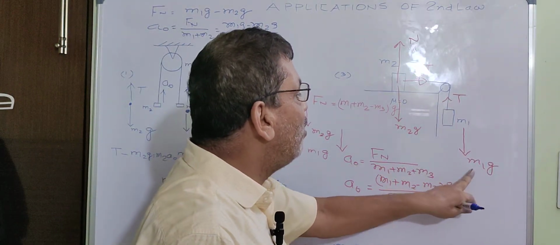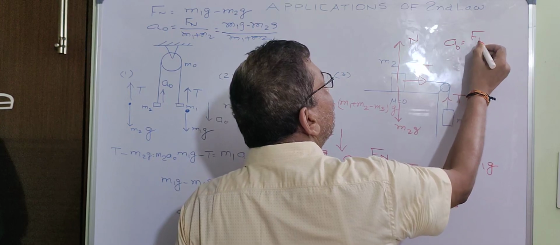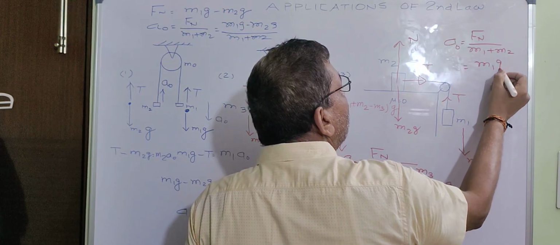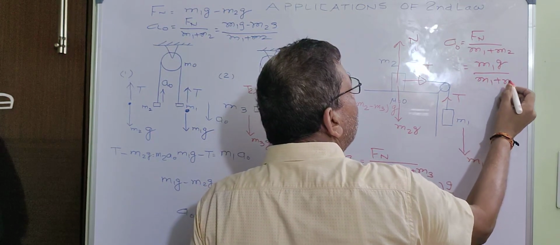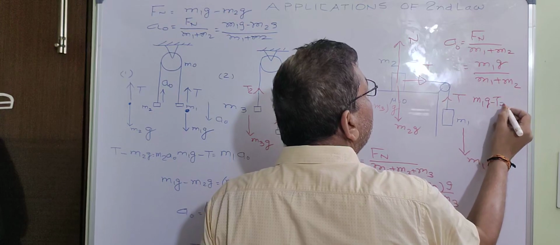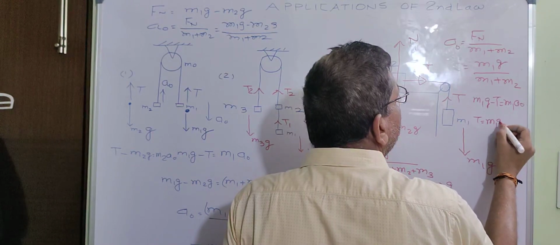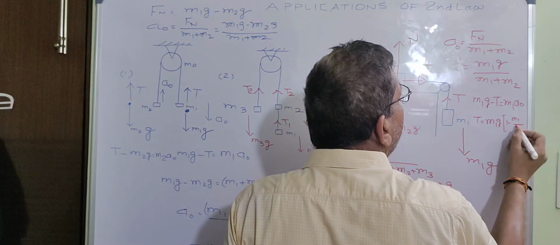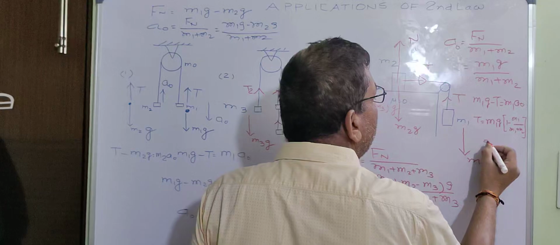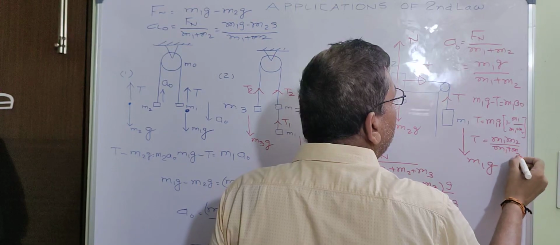Now here the net force is only M1g. So I can write the acceleration in the third case, A0, as net force by total mass, which is M1 plus M2. The net force is M1g, so A0 is M1g by (M1 plus M2). And once you know that, I can write the tension as M1g minus T is M1 into A0. So T will be M1g minus M1 times M1g by (M1 plus M2). Now M1 gets cancelled, so you get T as M1 M2 g by (M1 plus M2).